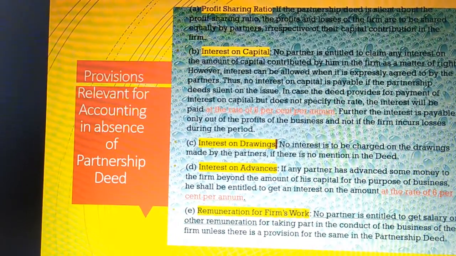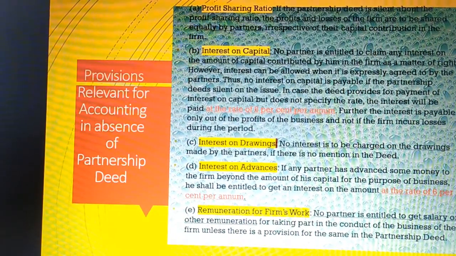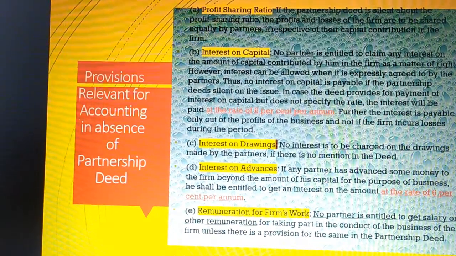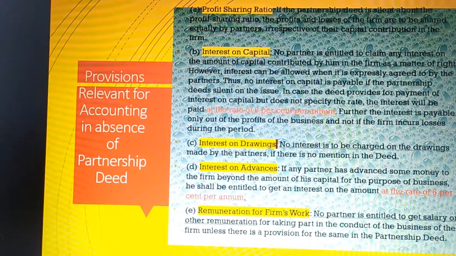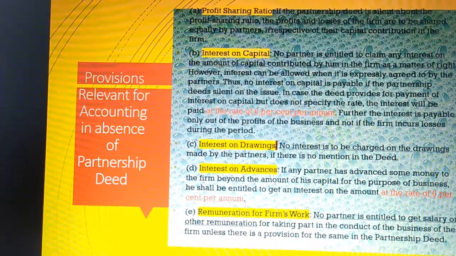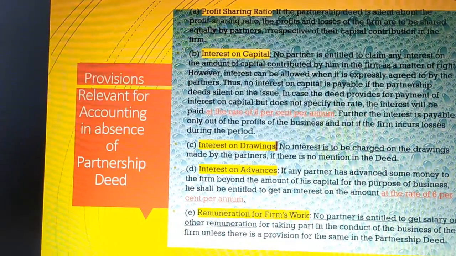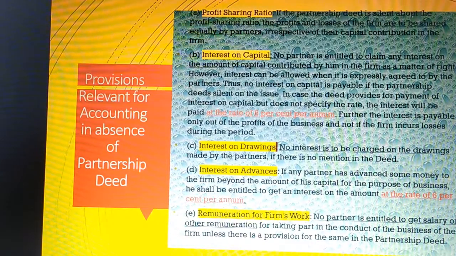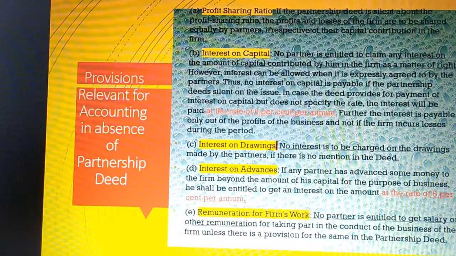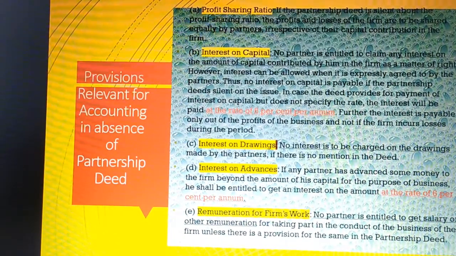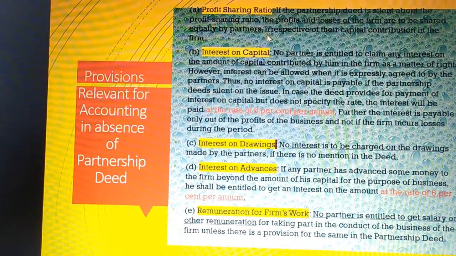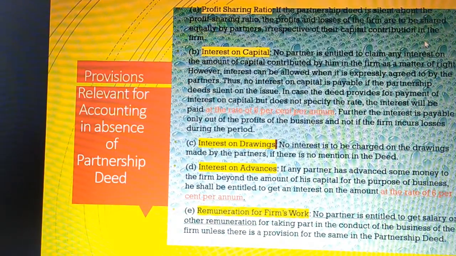That is, if there is absence of a partnership deed, then the following provisions of the Indian Partnership Act 1932 will apply. This is very important. The first being profit sharing ratio. If there is no partnership deed, or if the partnership deed is silent, even if they have a partnership deed and they haven't specified what shall be the profit sharing ratio, then in such a case the profit and losses are to be shared equally by all the partners, irrespective of their capital contribution to the firm.